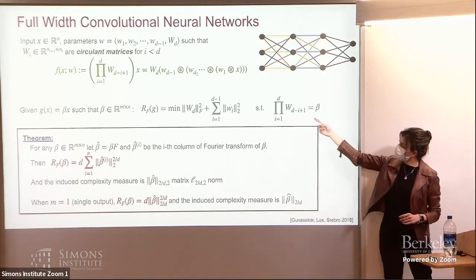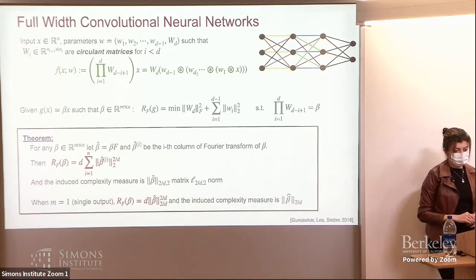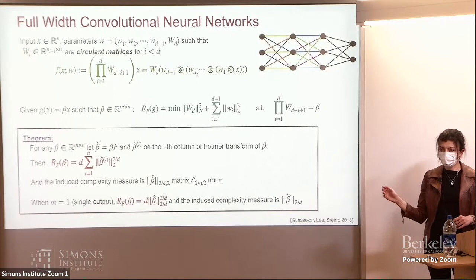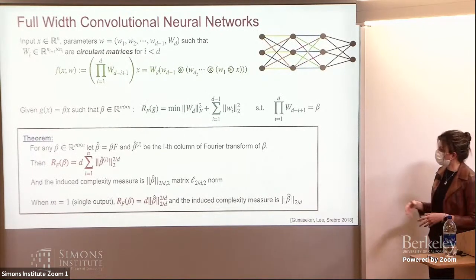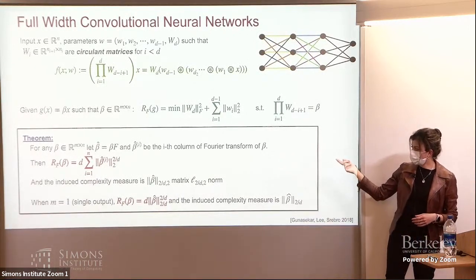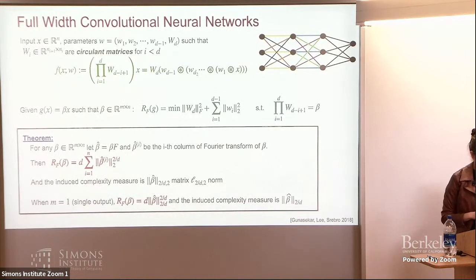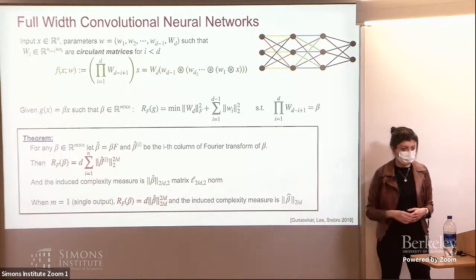As soon as you use the discrete Fourier transform on the circulant matrices, they become diagonal. And you can just do something very similar to what you did for the diagonal matrix networks, but this time it's on the Fourier domain. So the representation cost is going to look like this. And the induced complexity measure, again, is a group norm of L2 over D and 2 on the Fourier representation of beta. And in the case of single output, it's just going to be the L2 over D norm of beta hat.